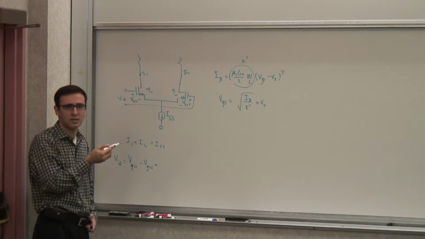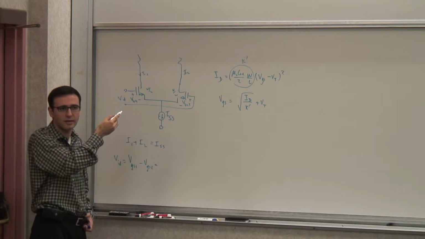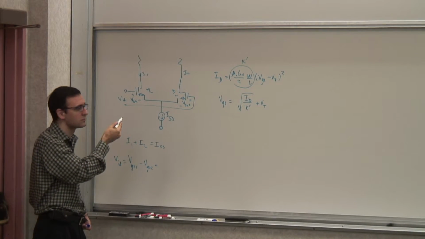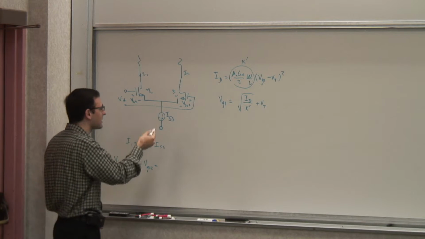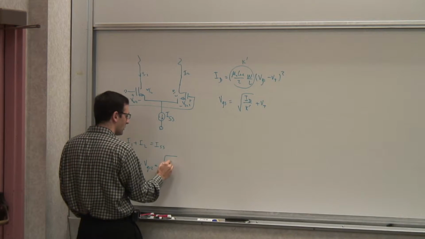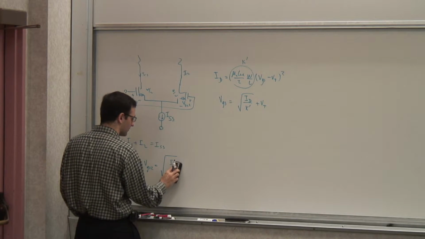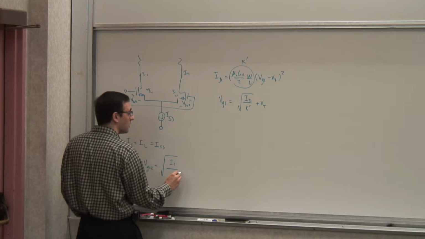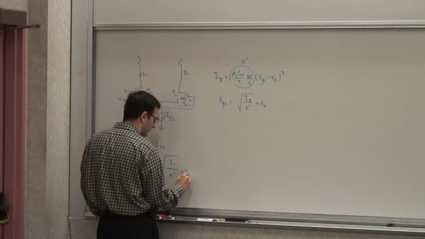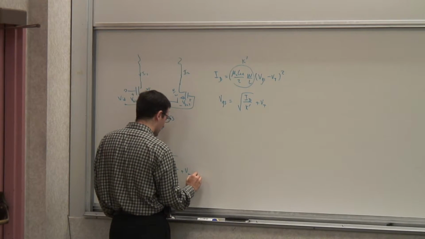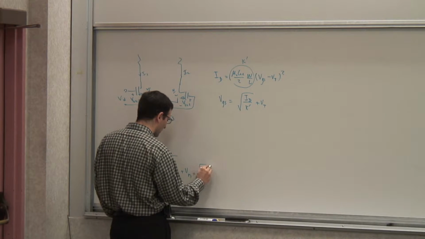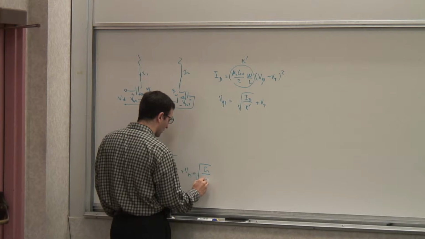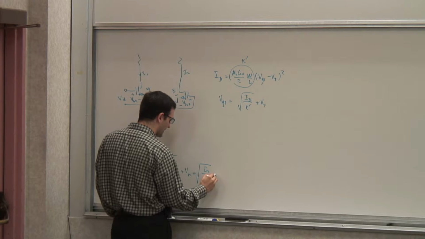If I solve for VGS in terms of ID, solve that quadratic equation, right? That's what I get. So let's plug that into here. So I get square root of I1 over K prime plus VT1, minus square root of I2 over K prime plus VT2.